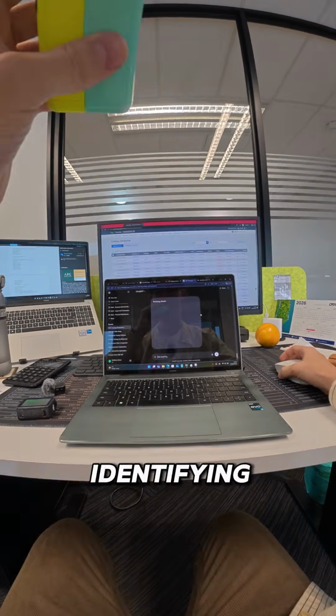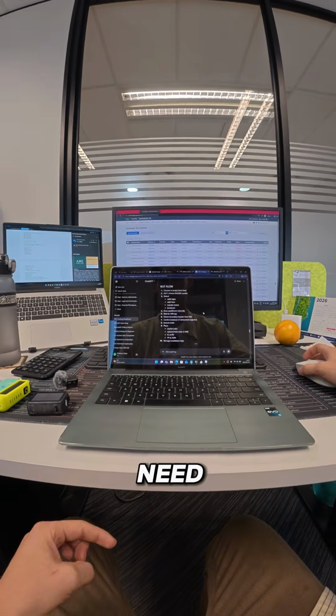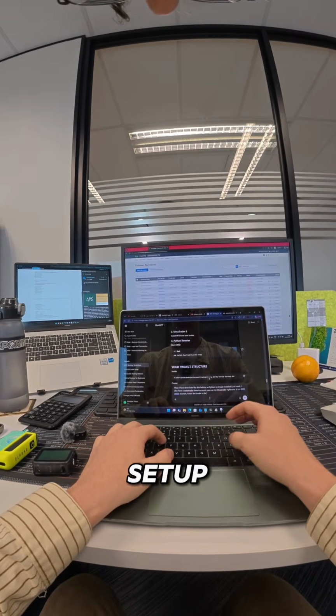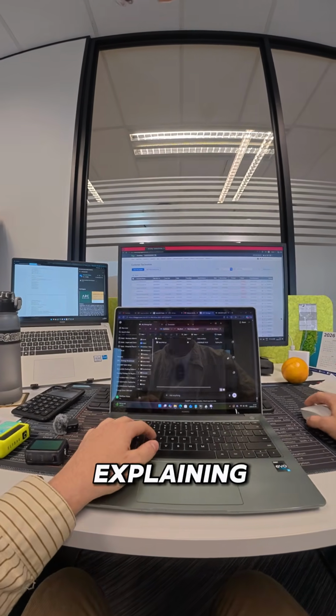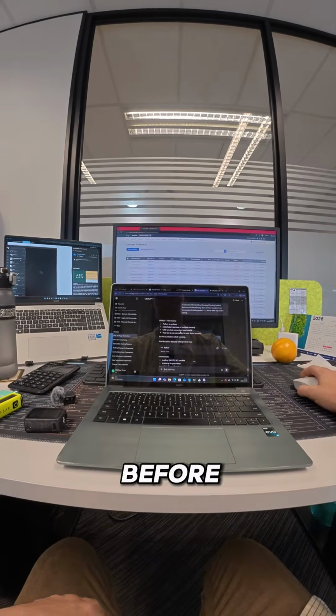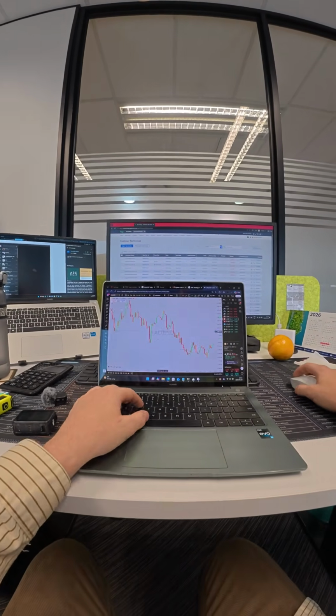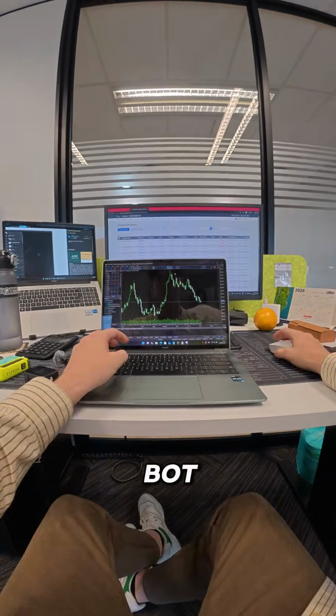Things like identifying highs and lows, market structure, equilibrium zones, confirmations, and all the conditions that need to be met before considering a trade setup. Once I had all of that documented, I started feeding it into ChatGPT and explaining the strategy piece by piece. The idea was to create a foundation that the AI could use before we even started writing any type of code. After that, the next challenge was figuring out how to turn those trading rules into an actual bot.